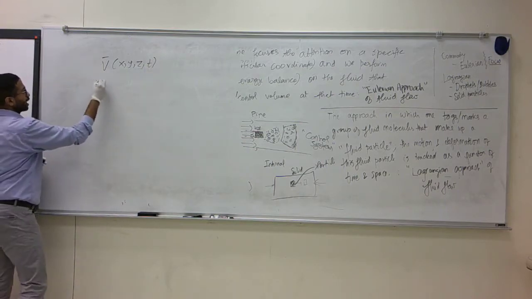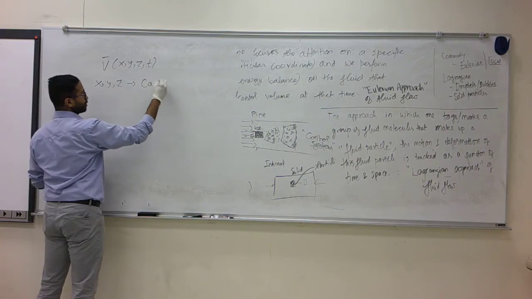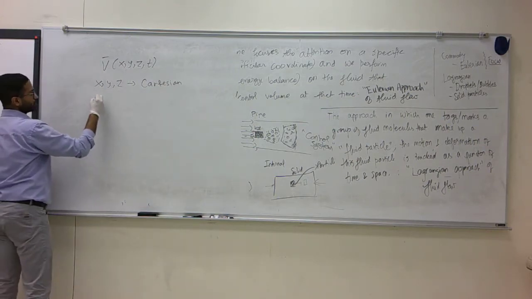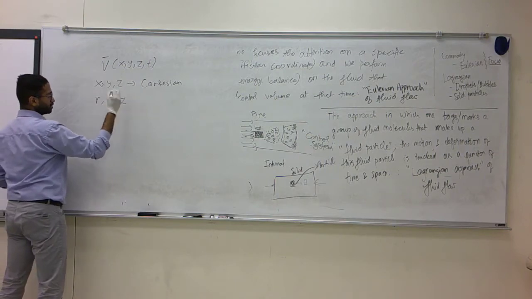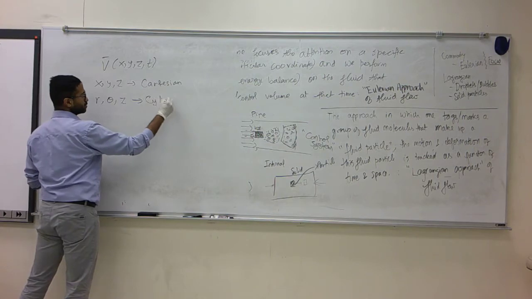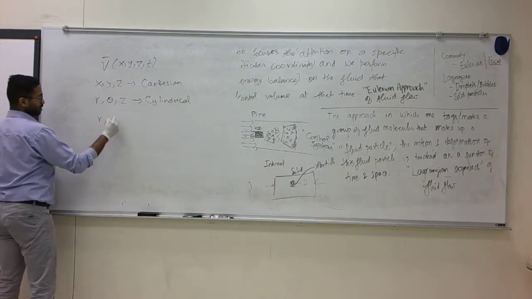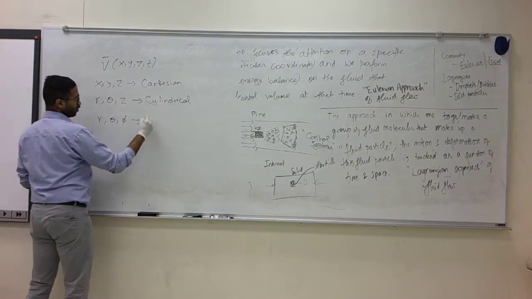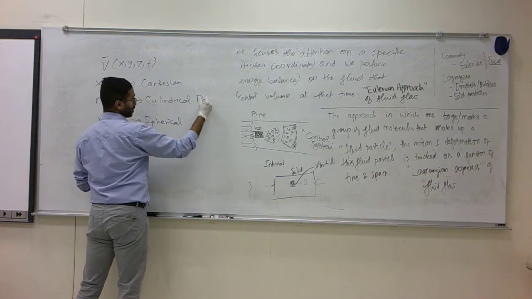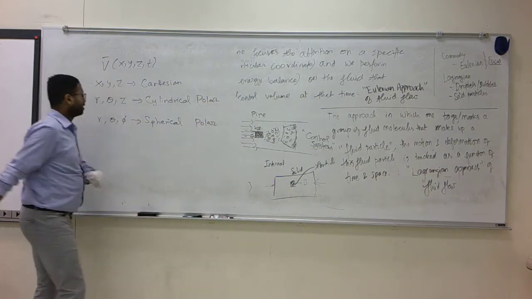And I do know that x, y, z, they are used as descriptions of directions in Cartesian coordinates. I can also use r, theta, z, which is cylindrical coordinates, r, theta, phi, which is spherical coordinates. They are sometimes called cylindrical polar and spherical polar coordinates.